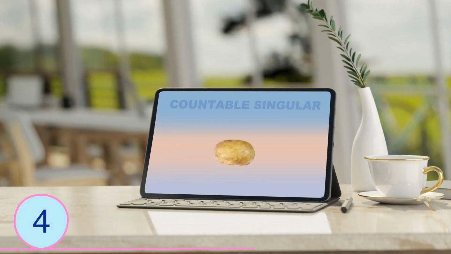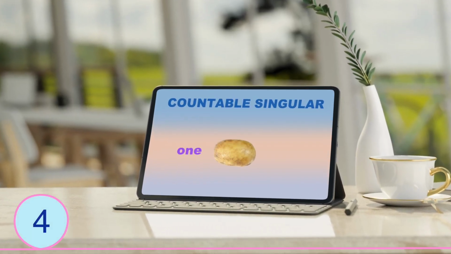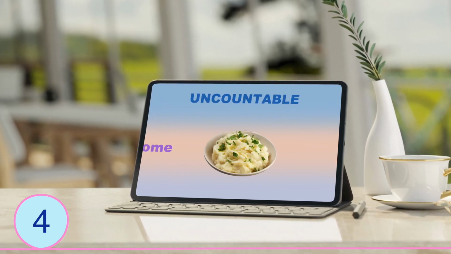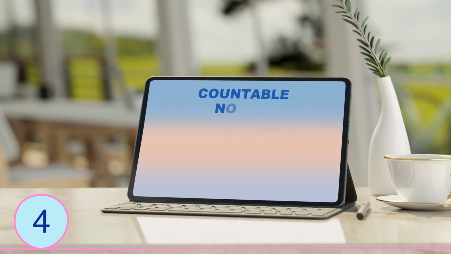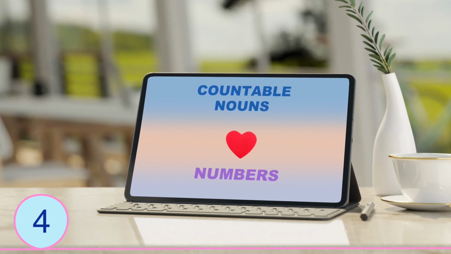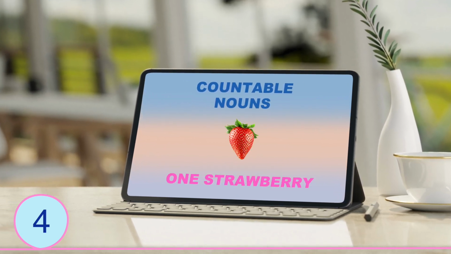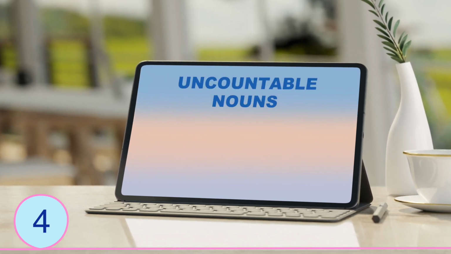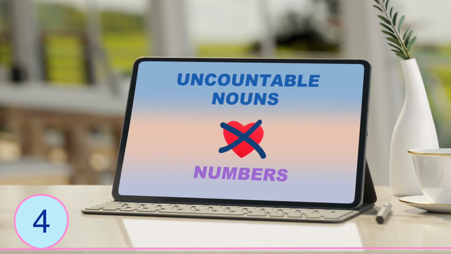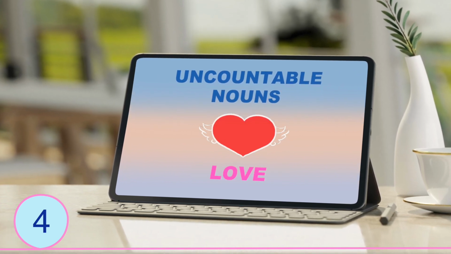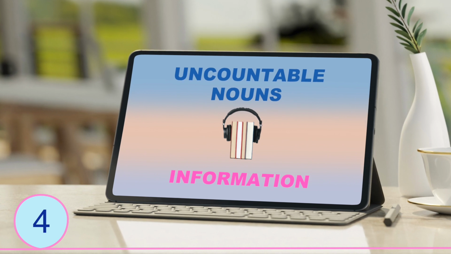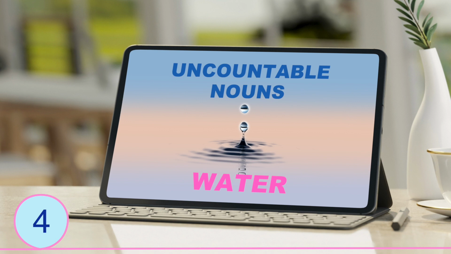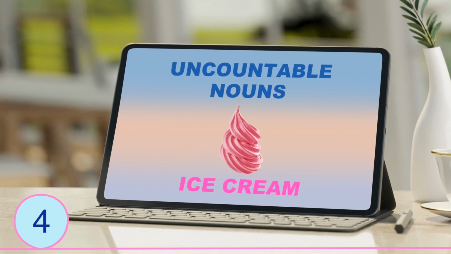The fourth step is to see if the noun is countable and singular, or if it is countable plural or uncountable. Countable nouns are ones that can have a number in front of them, like one strawberry or two strawberries. And uncountable nouns cannot have a number in front of them. Love, information, money, justice, happiness, water, or strawberry ice cream.